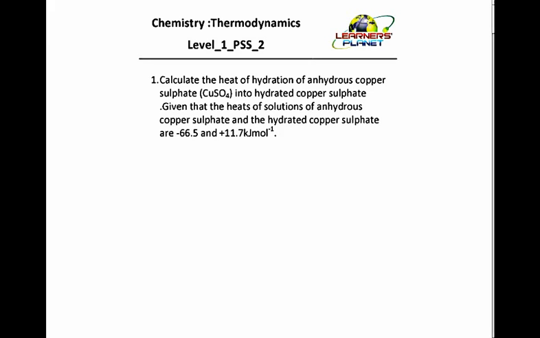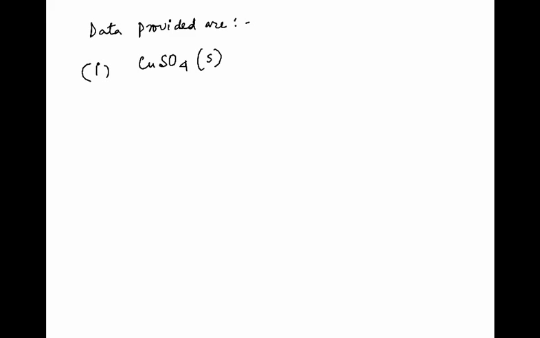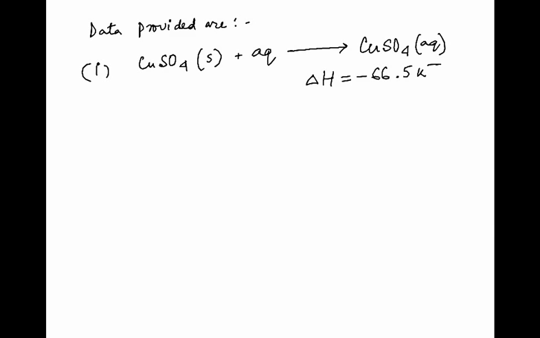So what are the data that is provided? If we move along with the problem, the data provided are: first, copper sulfate solid plus aqueous solution gives us copper sulfate aqueous, where delta H is equal to minus 66.5 kilojoule.